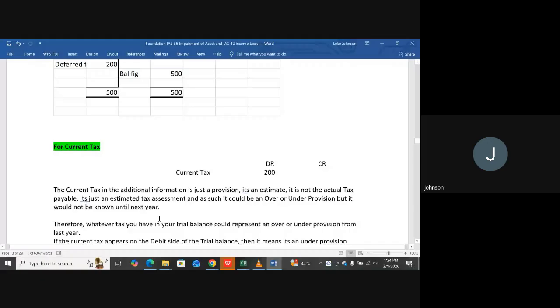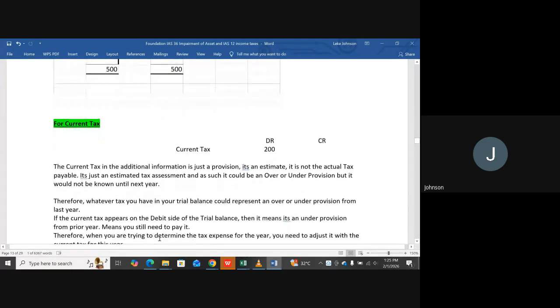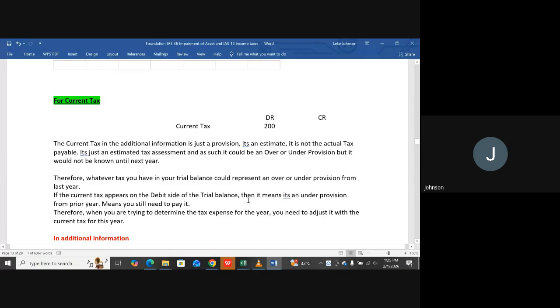So they say that whatever tax you have in your trial balance could represent an over or under provision for last year. We now say if the current tax appears on the debit side of the trial balance, okay, if it appears on the debit side of the trial balance, then it means it's an under provision from prior year. Means you still need to pay it.